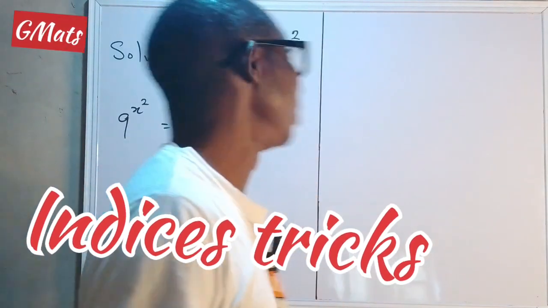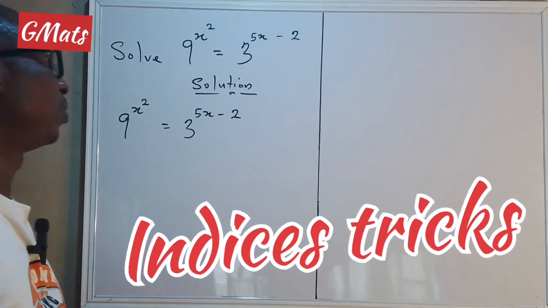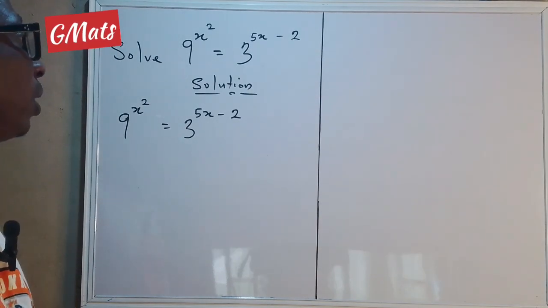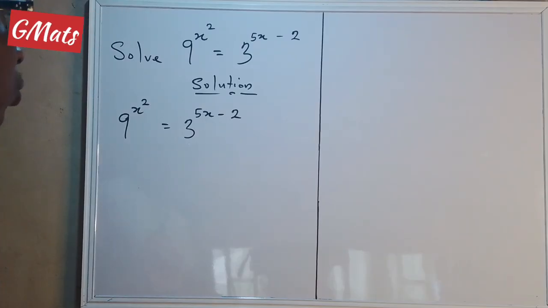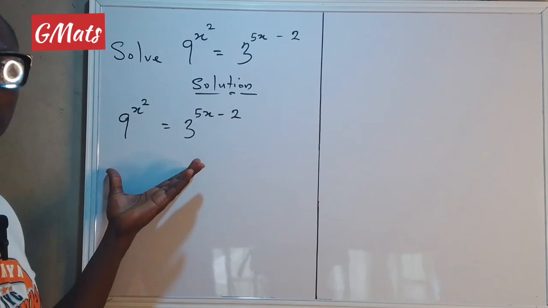Now let's solve this problem. Solve 9^(x^2) = 3^(5x-2). Now how do we solve this problem?